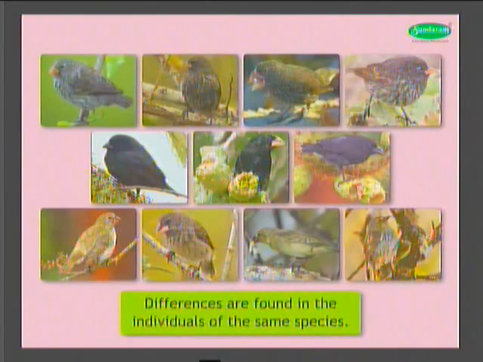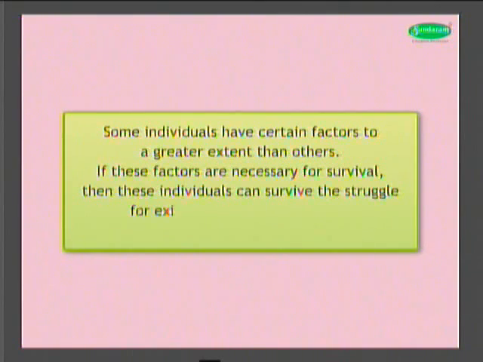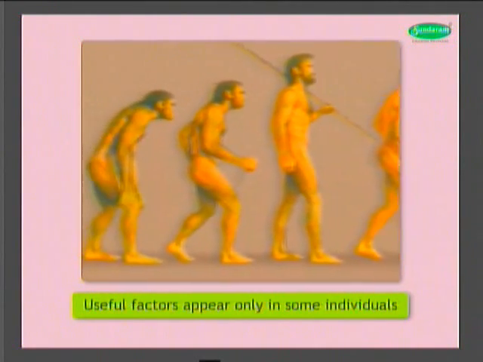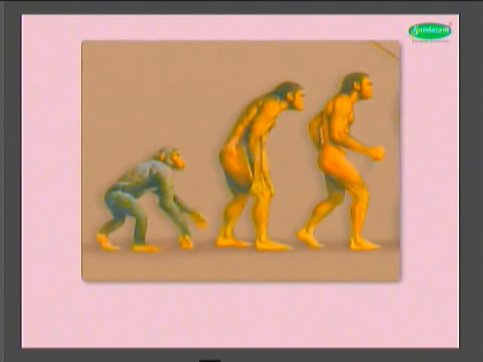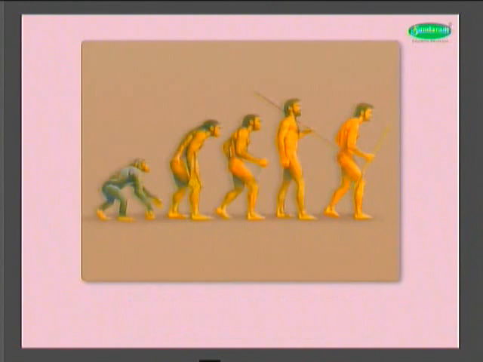There are many differences found even in the individuals of the same species. Some individuals have certain factors to a greater extent than others. If these factors are necessary for survival, then these individuals can survive the struggle for existence. Other individuals who do not possess these factors die. These useful factors appear only in some individuals in the next generation of the species. Here also, in the struggle among the individuals for survival, only those possessing the factors at greater levels survive. This process continues from generation to generation.